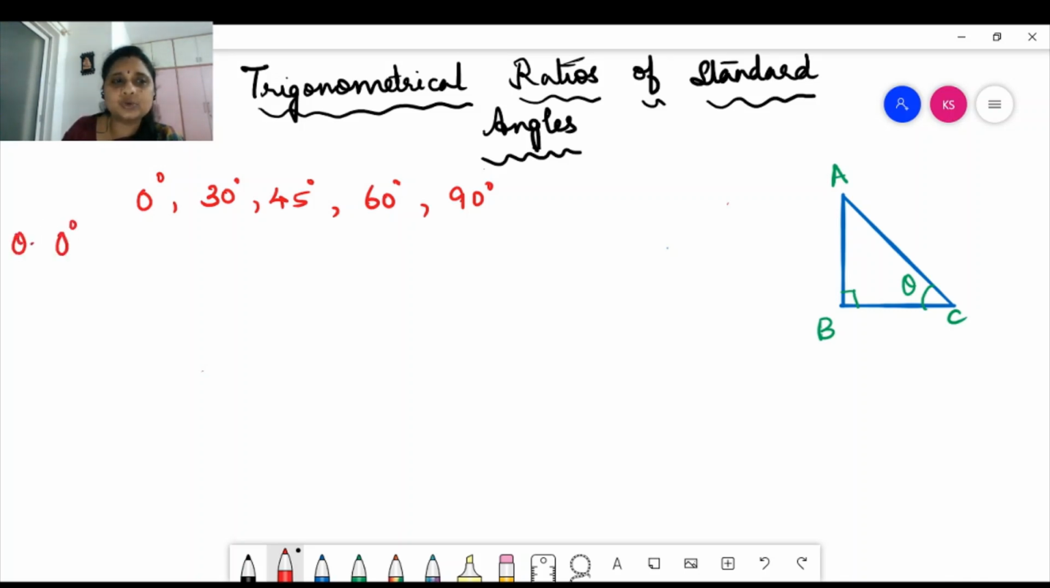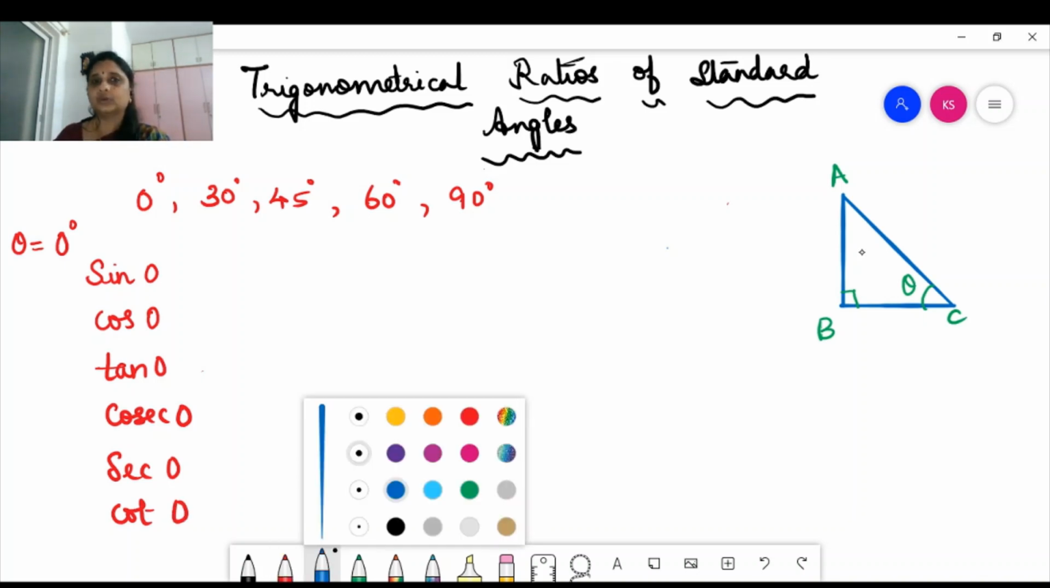Let's suppose that theta is equal to 0. This angle theta equal to 0. So we are going to look into the sine 0 value, cos 0 value, and then tan 0 value, cosecant 0 value, secant 0 value, and cot 0 value. Now, if I say theta is 0, what does it mean?